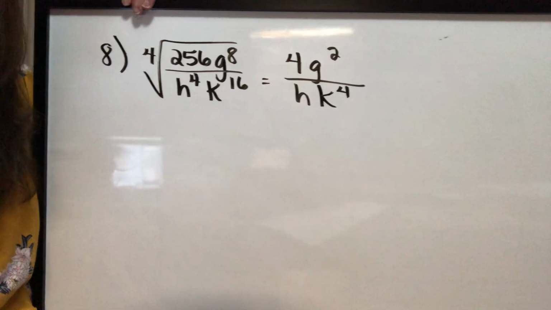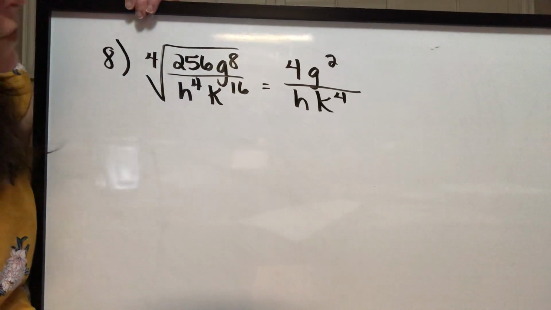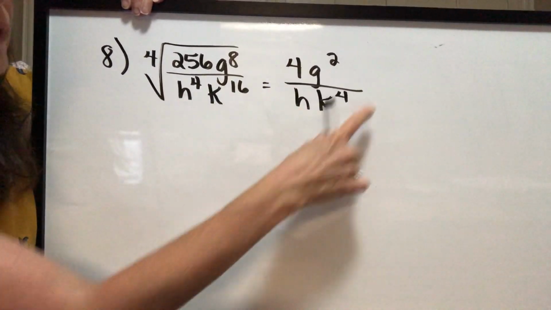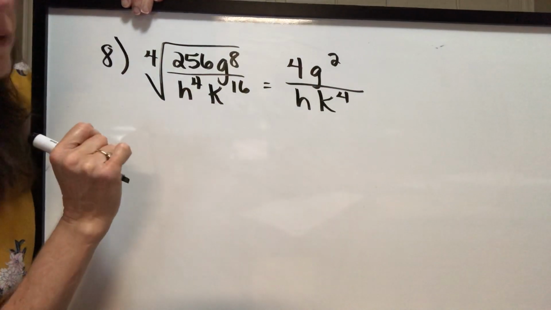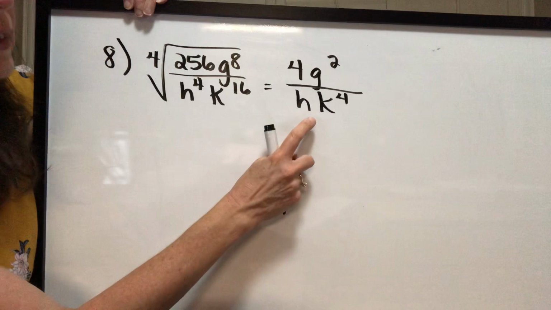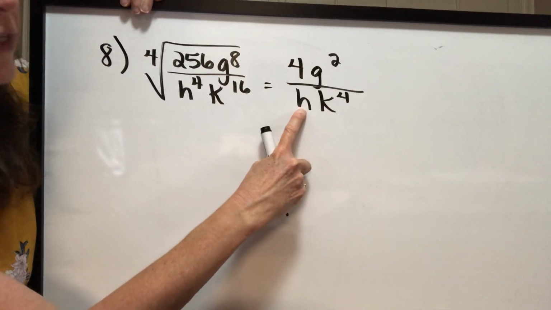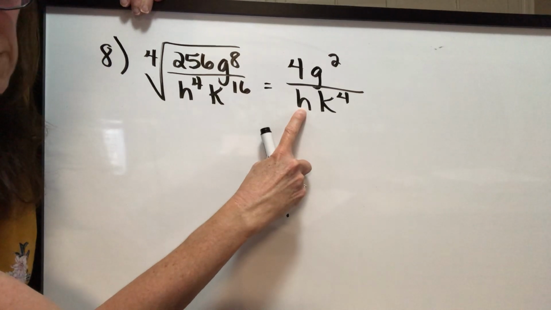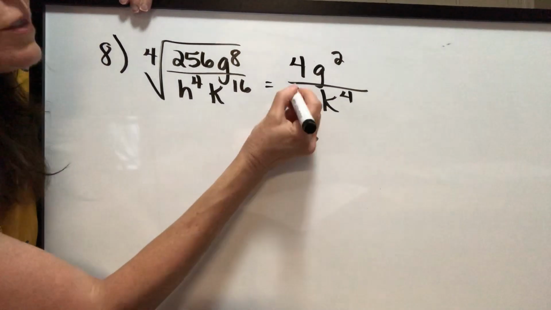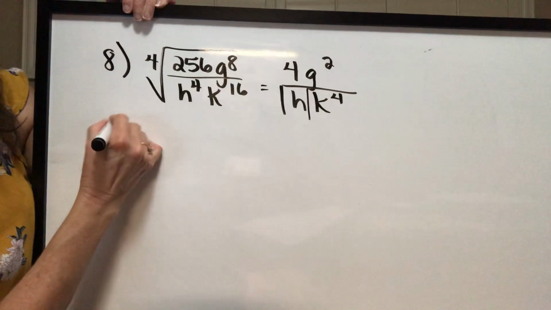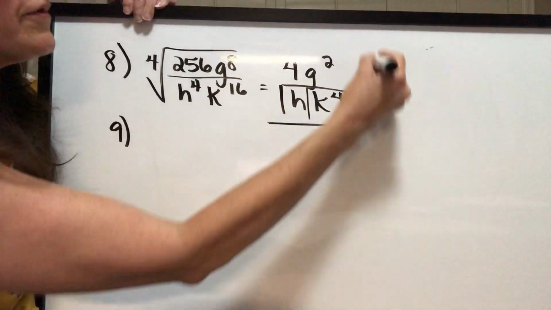Okay, so does this need absolute value? Maybe so. Because this is an even root, any odd exponent over here would require absolute value. That's an even, so no. That's an even, so no. But look at h. H is really like h to the 1st power, so that's an odd power. So I would have to have absolute value on that one. All right, so that would be it for number 8.